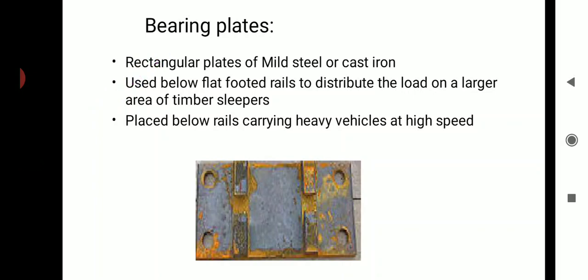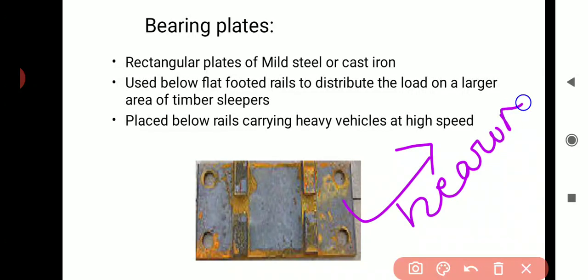The advantages of the bearing plate are that it helps to distribute the load to sleepers over a large area and prevents the sinking of the rail in soft wooden sleepers, and it also increases the life of the sleeper as it prevents the destruction of the sleeper due to the rubbing action of the rail. So this is all about the bearing plate. The bearing plate is used to connect the flat-footed rails to the sleeper.